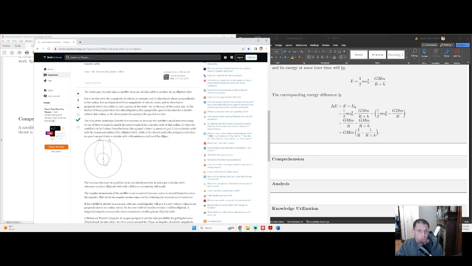And so maybe what I should have focused on is this, where he says, for a circular orbit, the magnitude of velocity is constant, and its direction is always perpendicular to the radius. For an elliptical orbit, the magnitude of velocity varies, and its direction is perpendicular to the radius at only 2 points in the orbit, at the ends of the ellipse's major axis. And this is actually what I should have read. At the further of these 2 points from the attracting focus, the apogee, the speed is too slow for a circular orbit at that radius. At the closer point, the perigee, the speed is too fast, so it becomes an elliptical orbit.